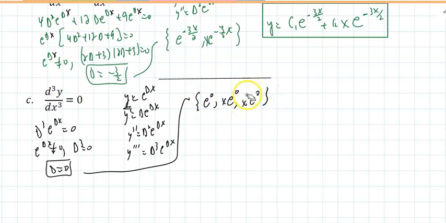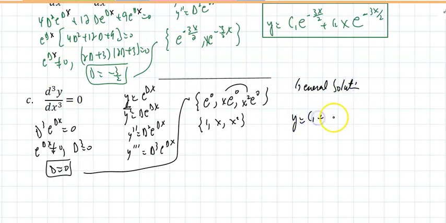So you always multiply by x when you have repeated roots. So it is 1, x, and x squared. And my general solution is y equals c1 times 1 plus c2 times x plus c3 times x squared. And there it is.